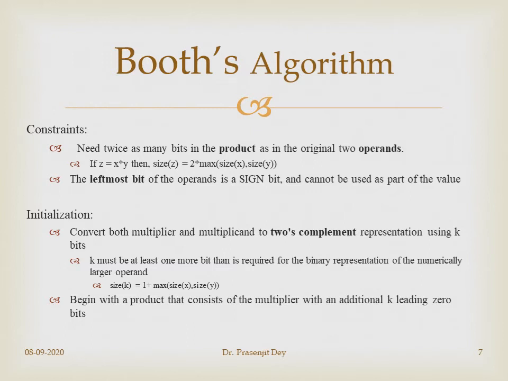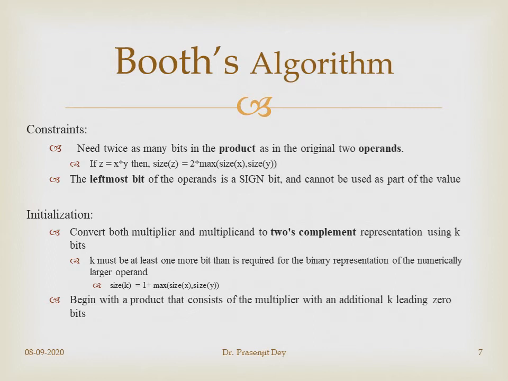So if you want to multiply z equals x cross y, first we need to know the size of x and the size of y, and whichever is the larger operand, we multiply its size by 2, and that gives us the size of the z register. One more constraint in Booth's algorithm is that the leftmost bit of an operand is the sign bit, which cannot be part of the value.